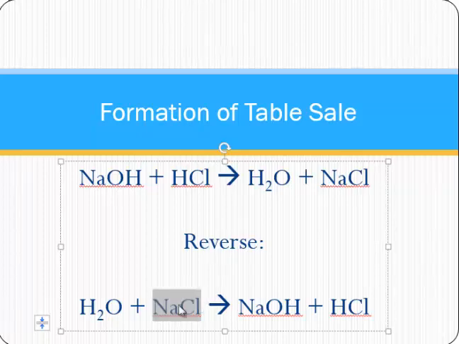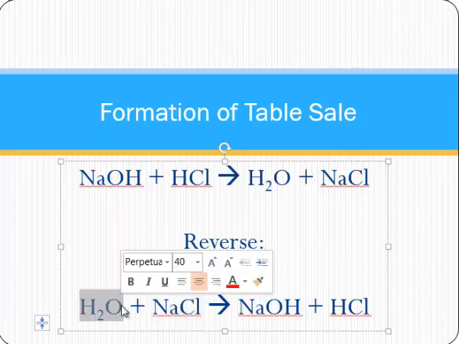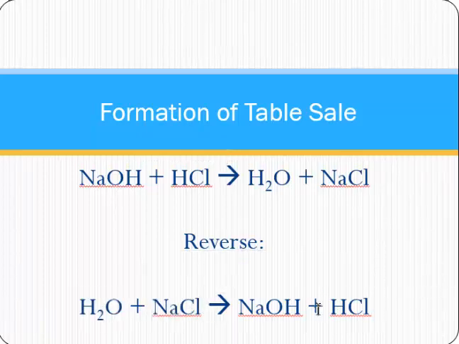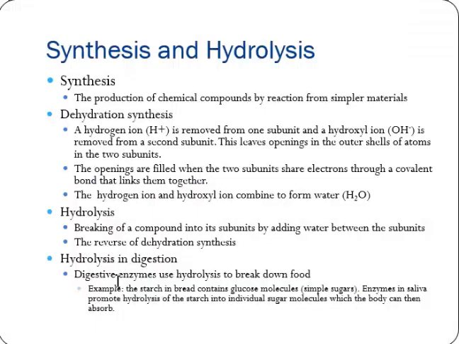Basically, you're taking NaCl and adding a water, so that's why it's hydro, adding a water, and you're getting sodium hydroxide and hydrochloric acid. Just the exact opposite. One of the things we do when we digest simple sugars and various other types of molecules is use hydrolysis to break it down so that our individual cells can use it.